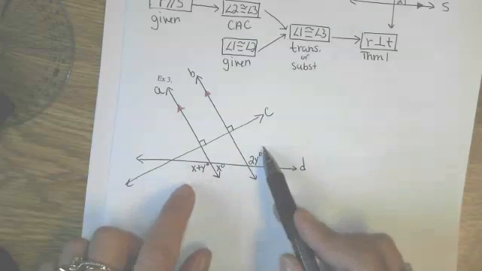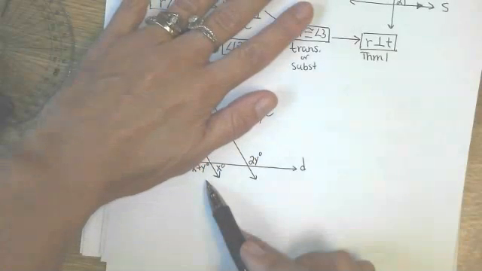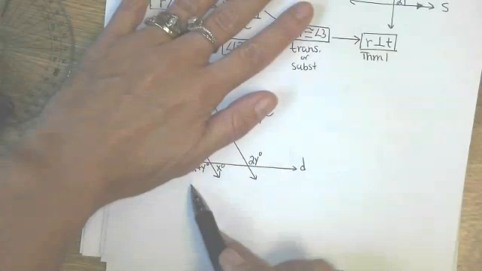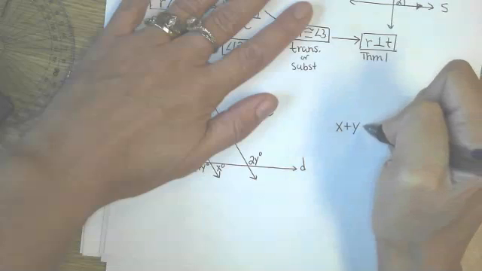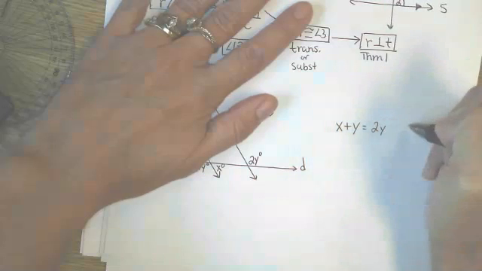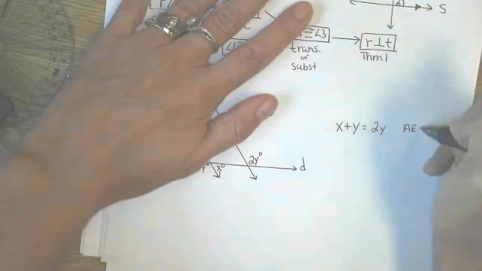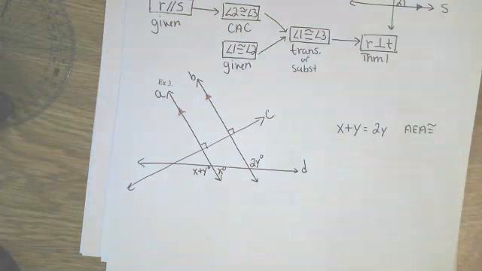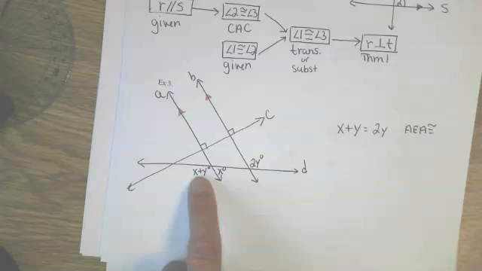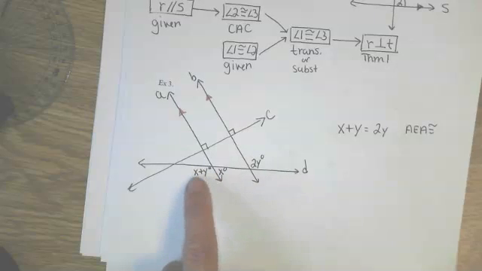How about alternate exteriors? So if you ignore that, these are your parallel lines. Those are alternate exteriors. So one equation is going to be x plus y has to equal 2y because those are alternate exterior angles that are congruent. Okay, one equation. Now we need a second equation. What about x? No, but there is something special for those 2. What are they? Has nothing to do with parallel.